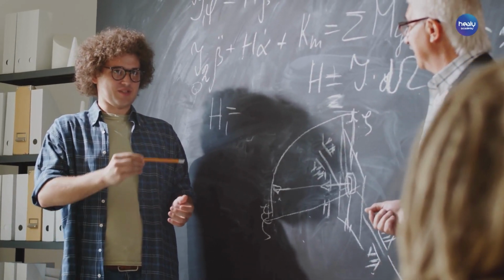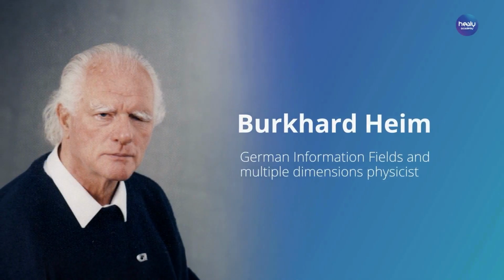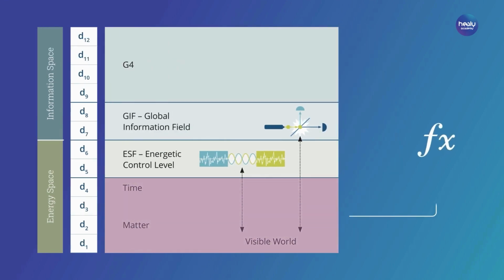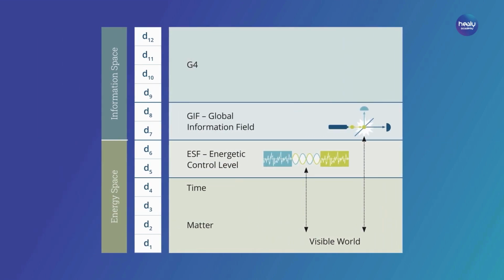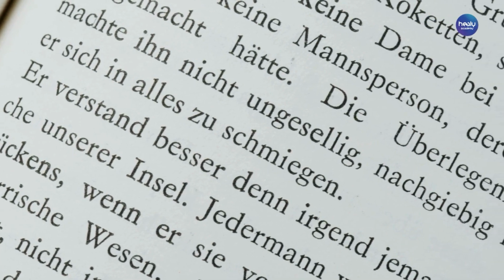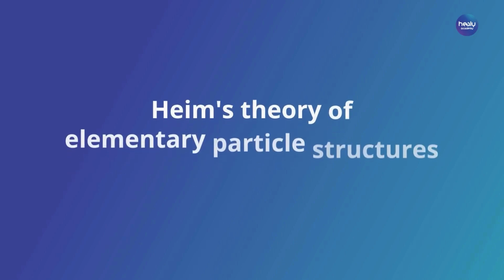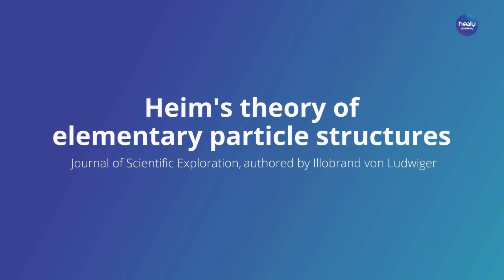Now let us talk a bit about someone who has worked extensively with information fields in multiple dimensions, namely German physicist Burkhard Heim. In Burkhard Heim's world model, there exists a six-dimensional energy space and a six-dimensional informational space. Through mathematical operations, especially Fourier transformations, they are mapped onto each other. This reflects a process of reality. Unfortunately, Burkhard Heim wrote exclusively in German, so you won't find much about him in English-speaking countries, with one exception: Heim's theory of elementary particle structures in the Journal of Scientific Exploration, authored by Hillebrand von Ludwiger.